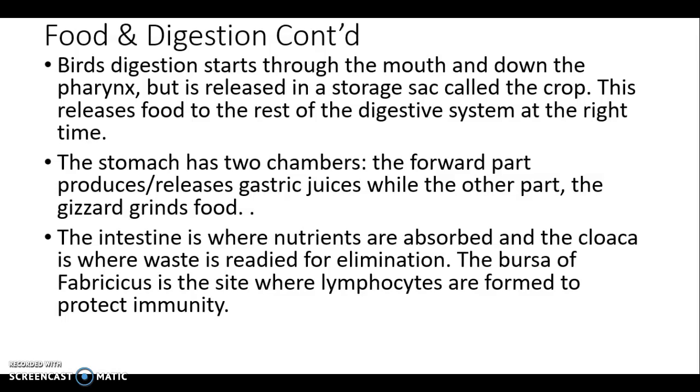The stomach has two chambers. The forward part produces and releases gastric juices, while the other part, the gizzard, grinds the food. So one is doing the mechanical digestion and the other is doing the chemical digestion. The intestine is where nutrients are absorbed, and the cloaca is where the waste is readied for elimination. The bursa of Fabricius is the site where lymphocytes are formed to protect immunity. So all of that is happening in the intestine. We have our lymph nodes, but they don't. They have it all happening in their digestive system.